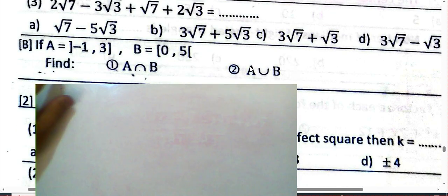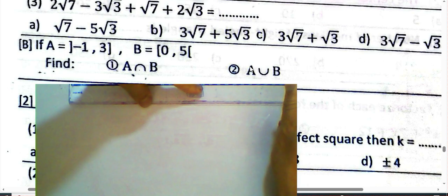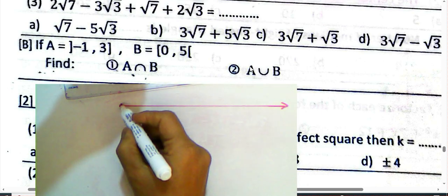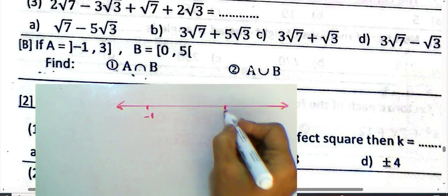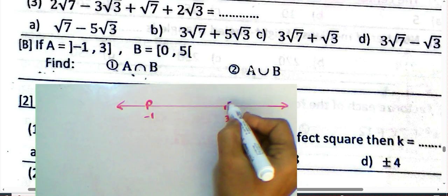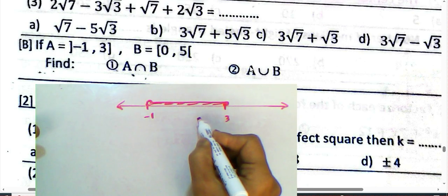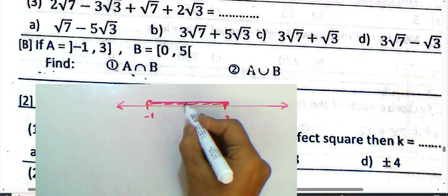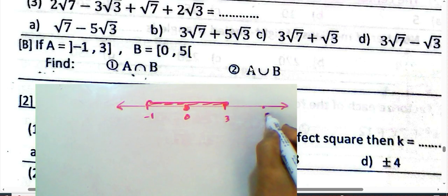Letter B now, find the intersection and union between two intervals. First step, we can draw a number line and represent the two intervals, okay? The first interval is from negative 1 to 3. Negative 1 is open and closed at 3. And the second is from 0 to 5, 0 here open or closed, to 5 open.